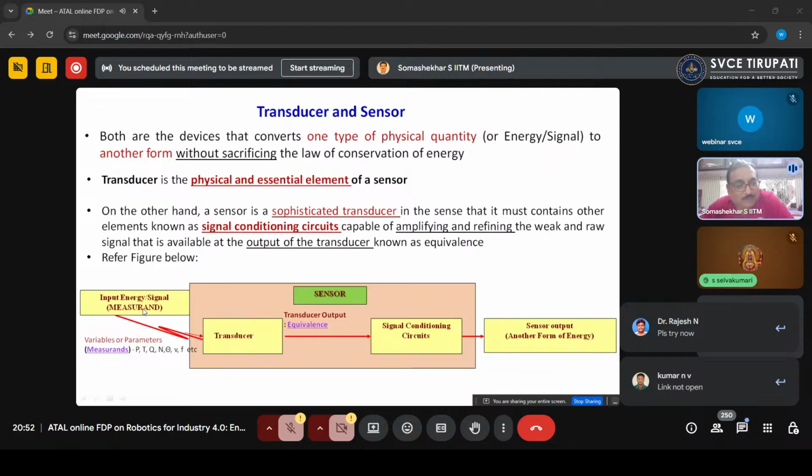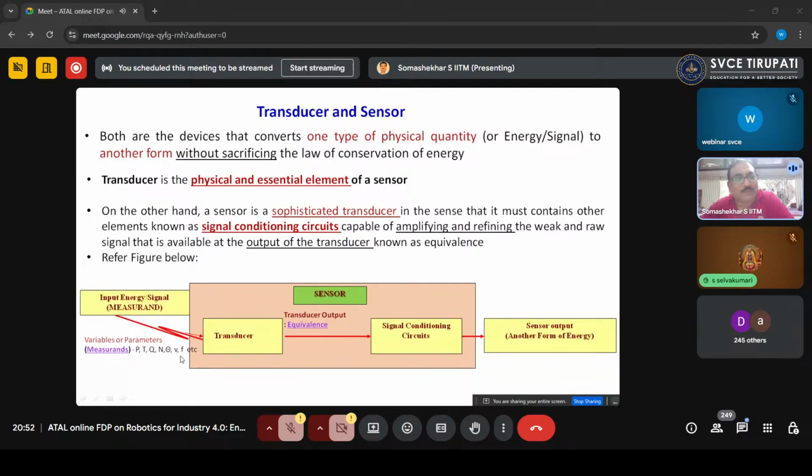The inputs, whatever you are giving, either the pressure, temperature, force, whatever it is, go to the transducer. Transducer converts this into the equivalent, which is a very weak signal, which is input to the signal conditioning circuit. Signal conditioning will amplify this to drive the sensor output. This is the whole, meaning the sensor consists of transducer and signal conditioning.